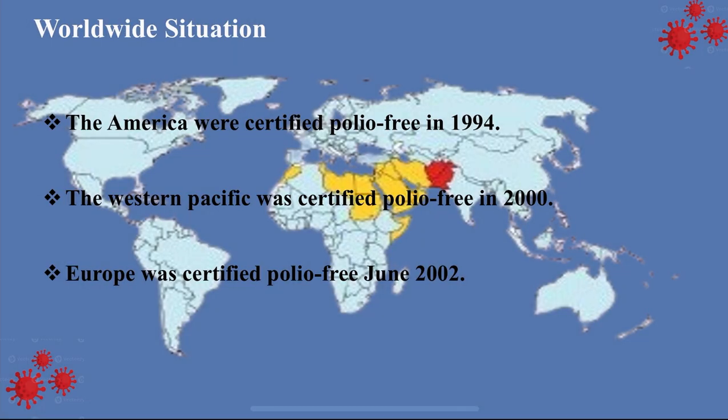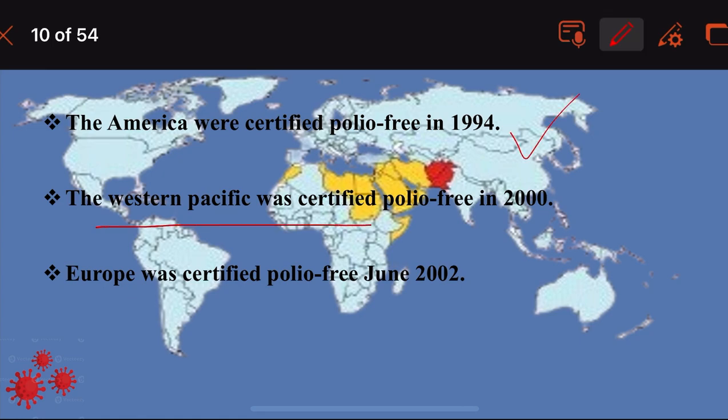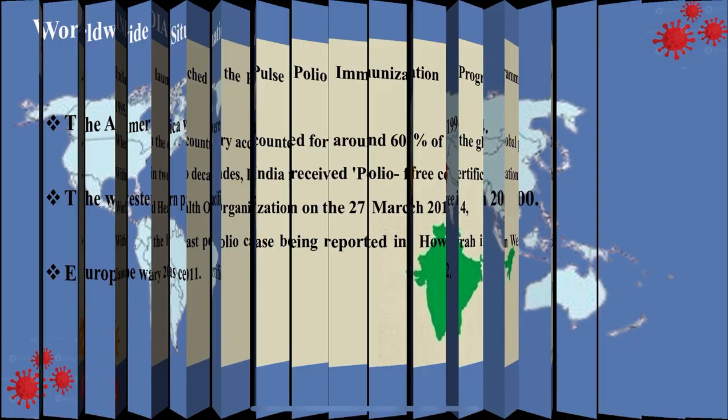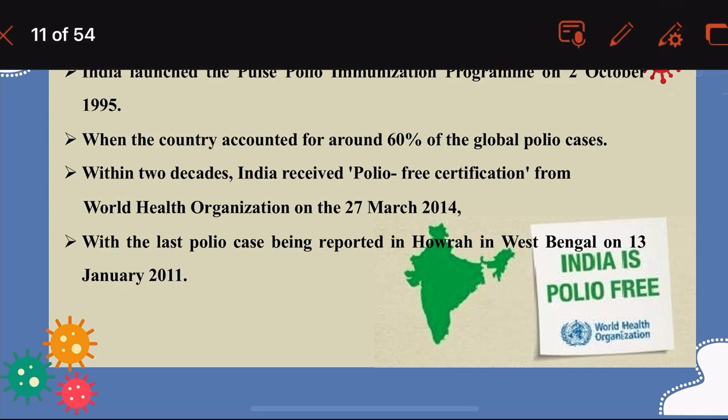The worldwide situation: America was certified polio free in 1994. The Western Pacific was certified polio free in 2000. Europe was certified polio free in June 2002. In India, they launched the immunization program wherein they included the polio vaccine. The Pulse Polio Immunization Program was launched on 2nd October 1995, when the country accounted for around 60% of the global polio cases.